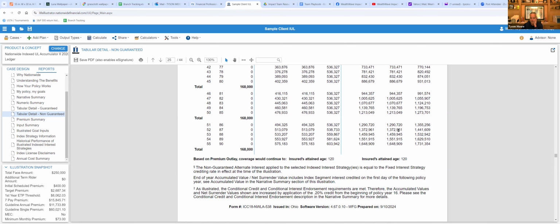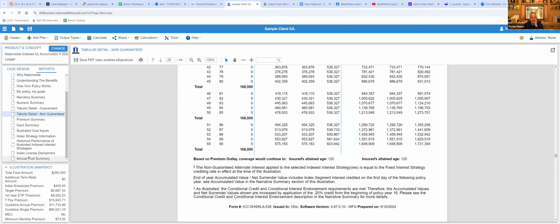So let's talk about the conditional credit endorsement. In fact, it's written right here at the bottom of these pages. It says, as illustrated, the conditional credit endorsement requirements are met. Therefore, the accumulated values are increased by 20 basis points beginning in policy year 16. See details, blah, blah, blah.